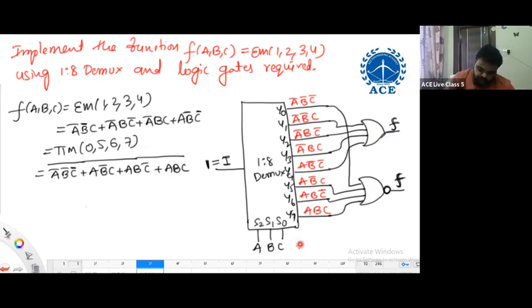Shubham, can you elaborate your doubt? Without this complement, it is becoming F bar. If you are taking complement again, F bar whole bar is F. Without this complement, it is F bar. If you are taking complement of that, it is F bar whole bar, it is F, which is resulting in the POS expression.